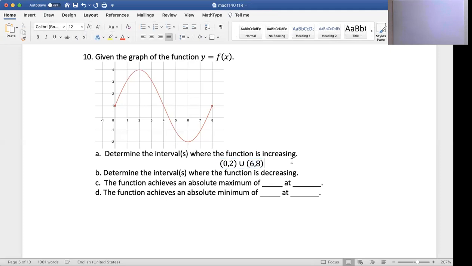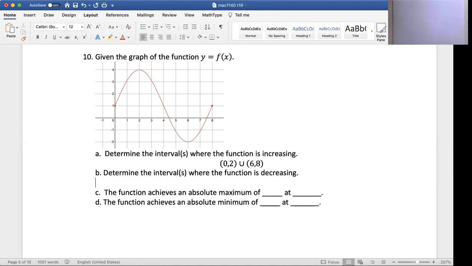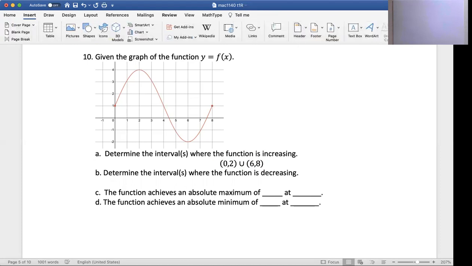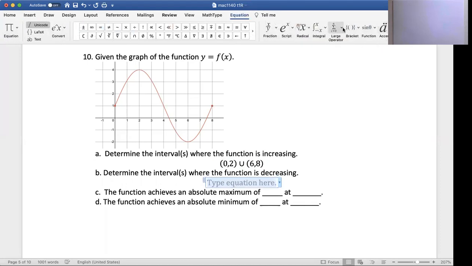Now, where is it decreasing? What time? Again, you look at your x values, not the y values. It starts decreasing at time 2, and it stops decreasing at time 6. So the answer to that would be from 2 to 6. And again, I prefer the round brackets for that as well.